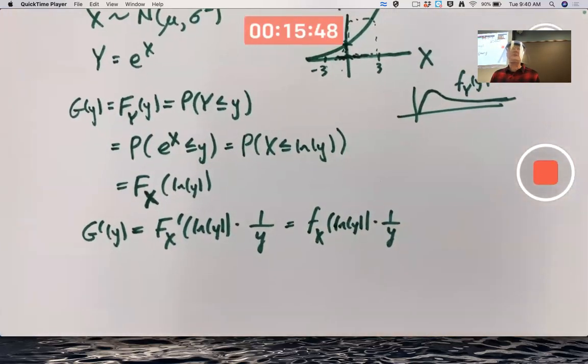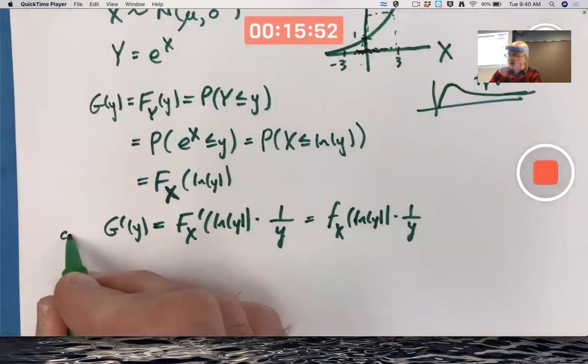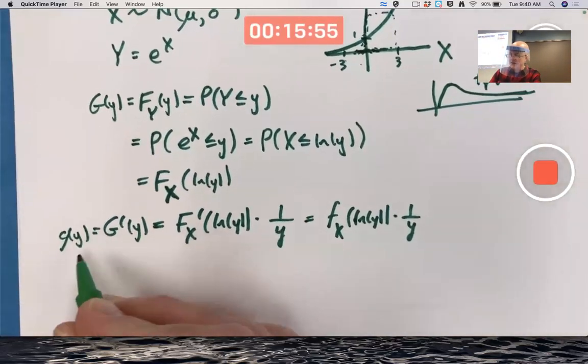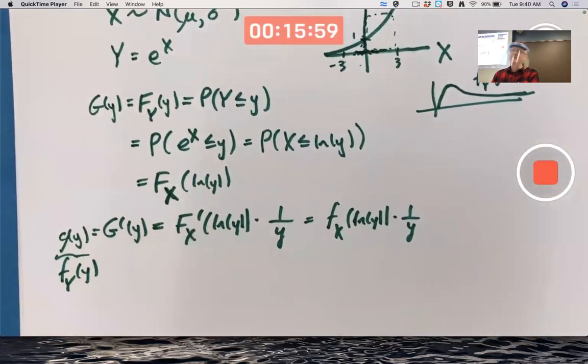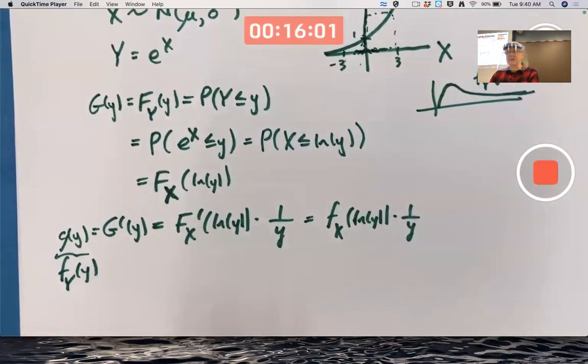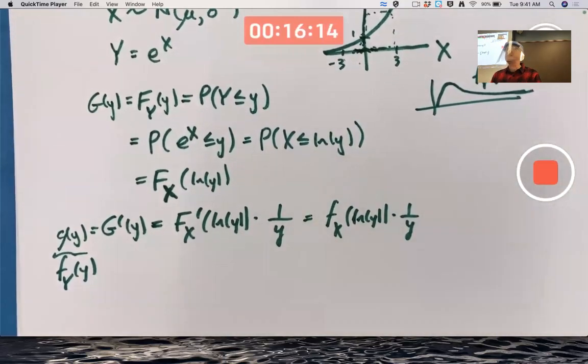And in fact, that helps you finish part C then, right? This is what you could call little g of y, or if you prefer, little f sub capital Y of y. I'm being inconsistent in my notation here, partially because I'm trying to use the book's notation. At the same time, I'm trying to use my notation. What do we need to finish part C? We just need the formula for the PDF of X. But X is normal. We can look up the PDF in the table.